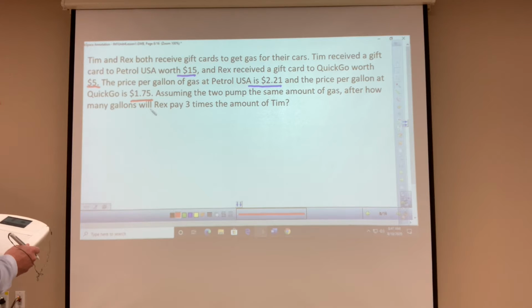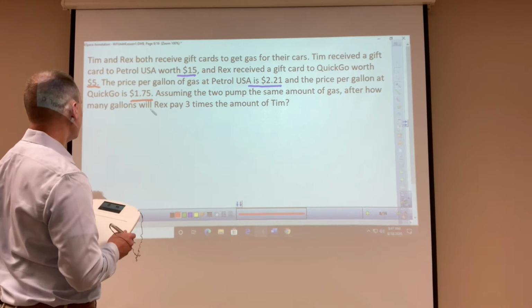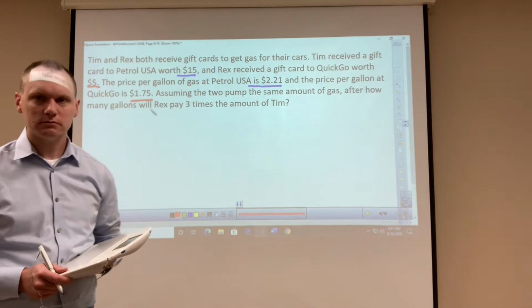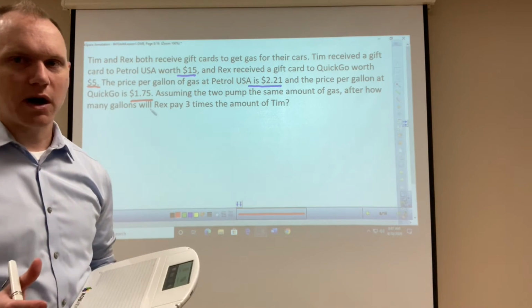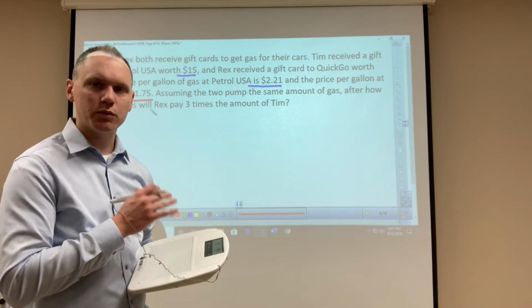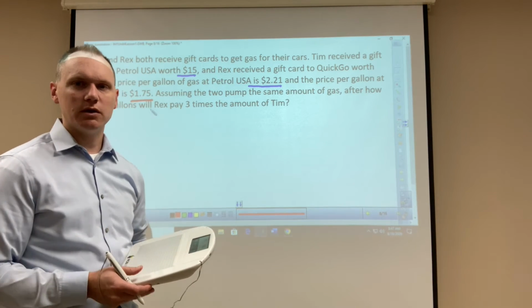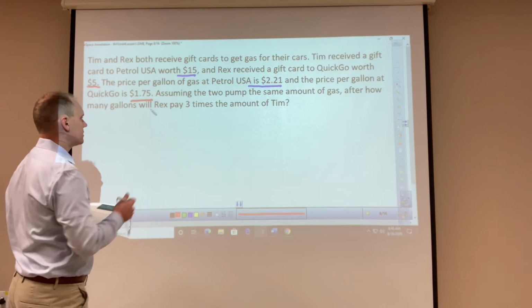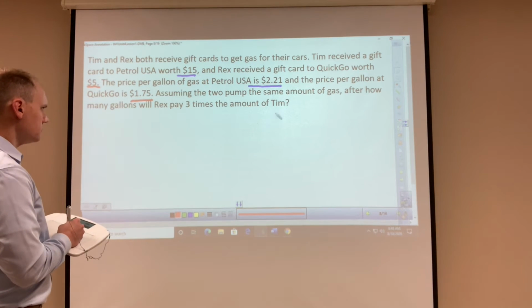So it says, assuming the two pump the same amount of gas, after how many gallons will Rex pay 3 times the amount of Tim? So a little more complicated situation. Let's come up with their expressions first, and then we'll see when Rex is 3 times the amount of Tim. All right, so let's put Tim over here, and let's put Rex over here.